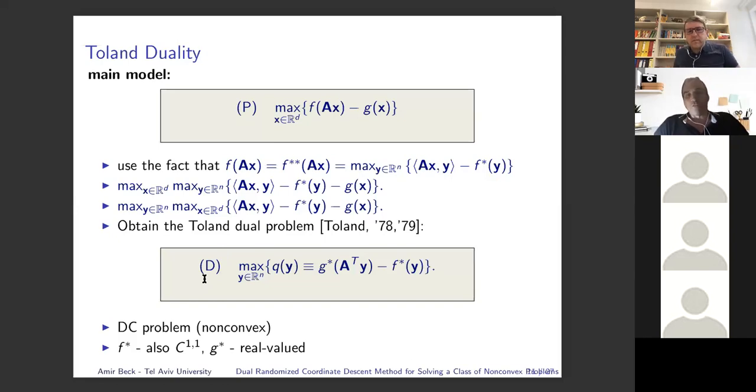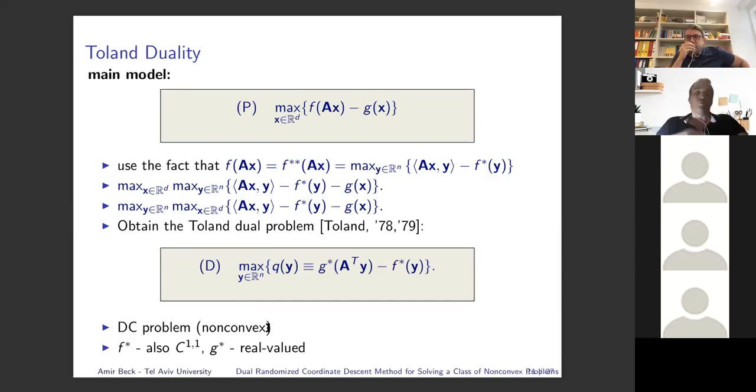Of course, there is no free lunch here, because this is also a non-convex problem. So the original problem is difficult, and the dual problem is also difficult, but maybe the dual problem is not as useless as it might look. And I hope that I will be able to convince you that it's not useless. So it's a DC problem, also non-convex.